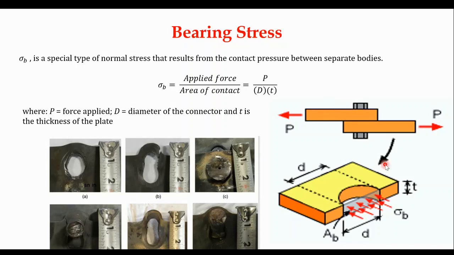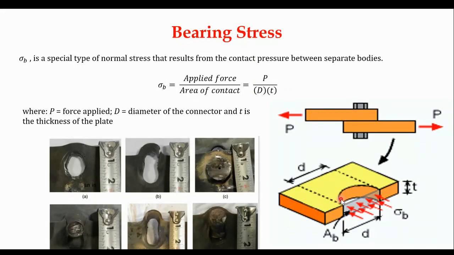Okay, so what is the area of contact, and why are the diameter of the connector and the thickness of the plate used? Well, actually guys, if we look at the figure, the area that should be used is the one going around the curve, the curved surface of the hole. That should be the area, but it is really difficult to determine this area.